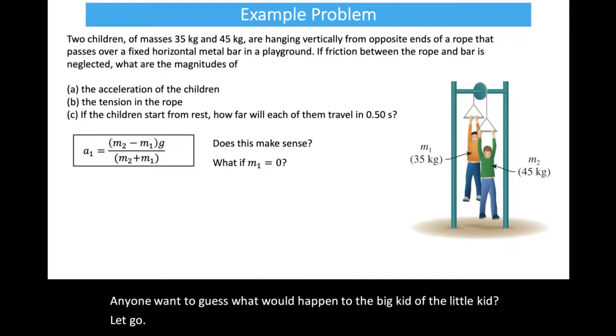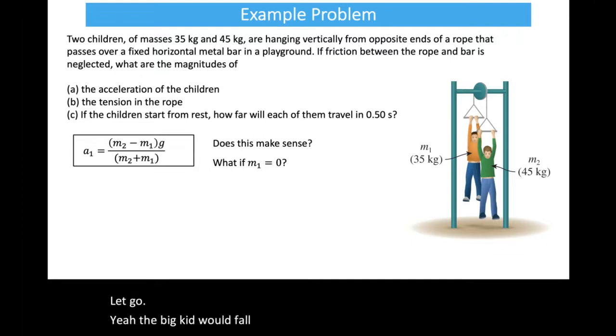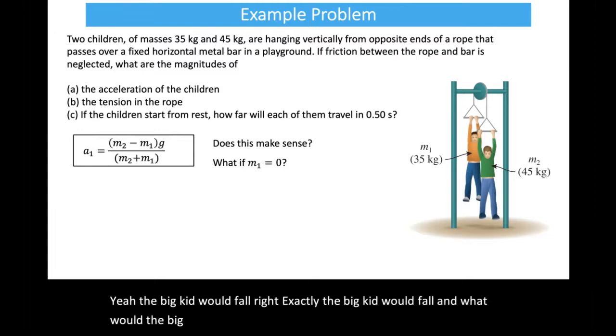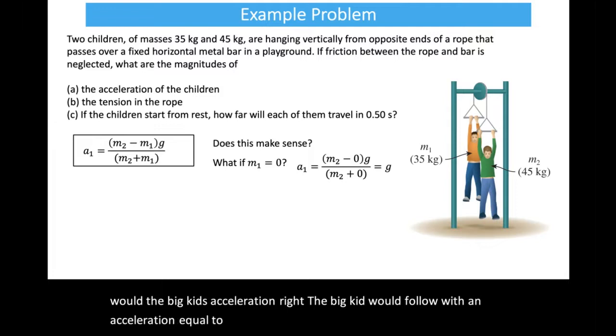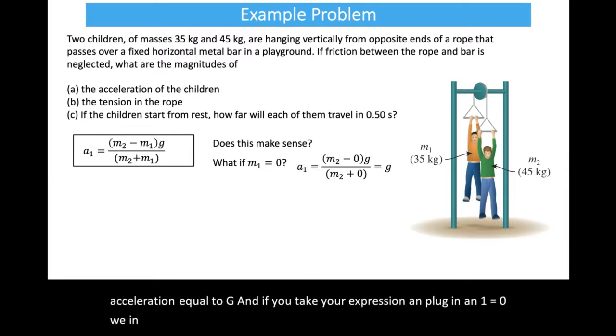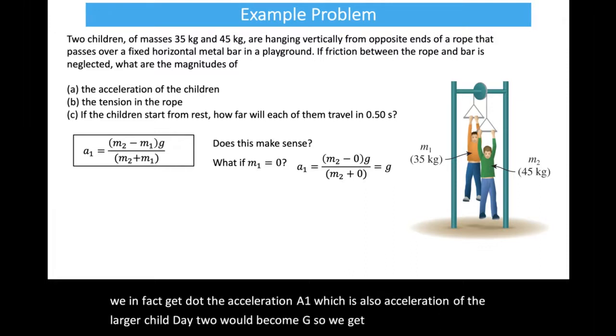Yeah, the big kid would fall, right? Exactly. The big kid would fall, and what would the big kid's acceleration be? Right, the big kid would fall with an acceleration equal to g. And if you take your expression and plug in m1 equals 0, we in fact get that the acceleration a1, which is also the acceleration of the larger child a2, would become g. So we get what we expect.